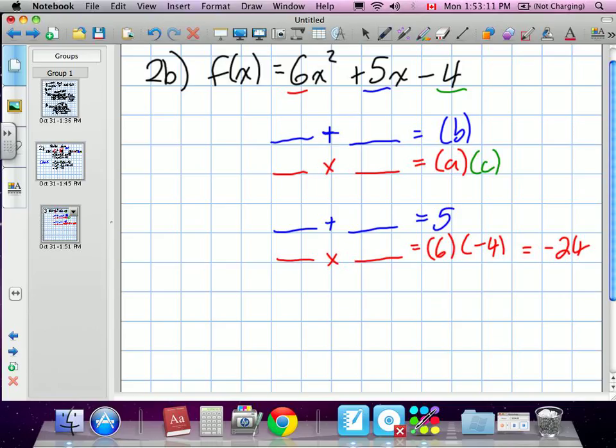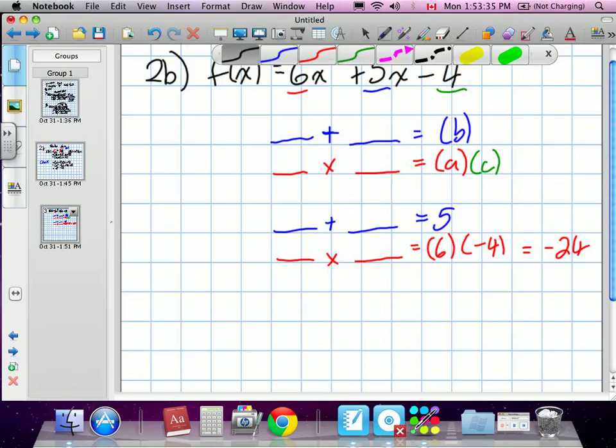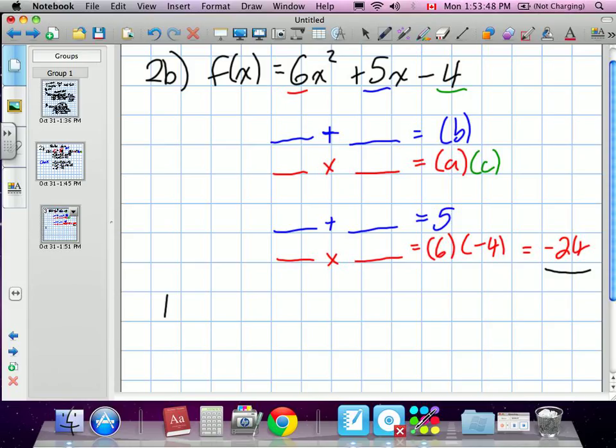So in order to figure out what factors I'm going to be using, I'm going to write all of the factors of 24 out. Now I know it's negative 24. I'm going to show you a faster way of doing this than writing all of the options. We're just going to write the factors of 24. So 1 and 24, 2 and 12, 3 and 8, 6 and 4.